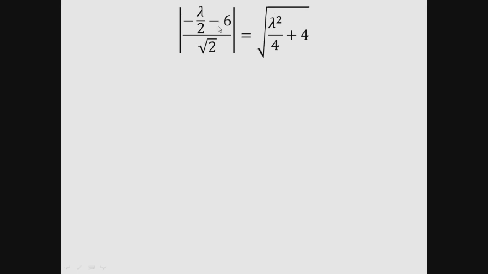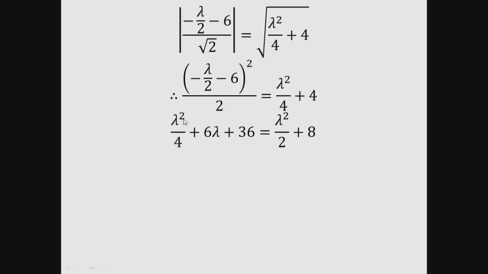Modulus of minus lambda by 2 minus 6 by root 2 equal to square root of lambda square by 4 plus 4. To remove this modulus and square root, take square on both sides. So if we take a square, we get (minus lambda by 2 minus 6) whole term square by 2 equal to lambda square by 4 plus 4. Simplify it, take the terms on one side: lambda square by 4 plus 6 lambda plus 36 is equal to lambda square by 2 plus 8.